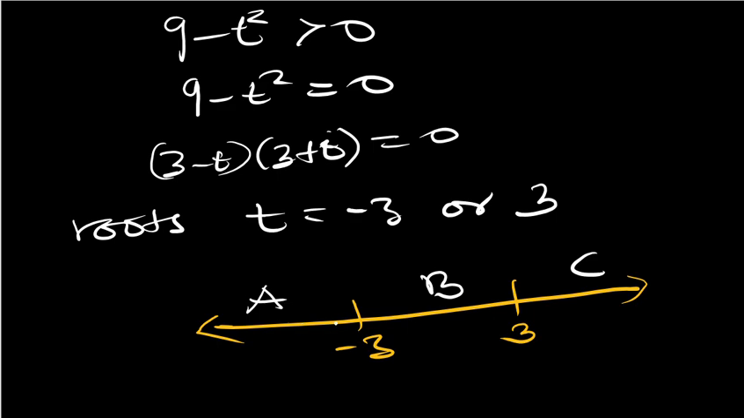Region A represents numbers less than or equal to negative 3, from negative infinity. Then region B, numbers between negative 3 and positive 3. And then region C, numbers beyond 3 up to positive infinity. So these are the 3 regions. And with a quadratic inequality, when numbers in region A satisfy the inequality, it is automatic that region C will also satisfy. So regions A and C are always linked.